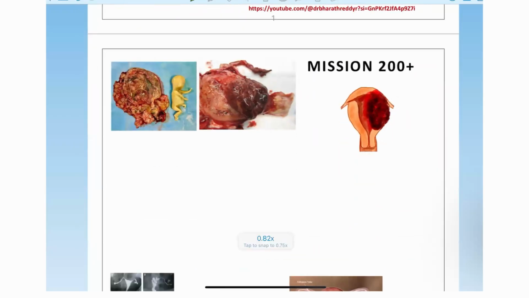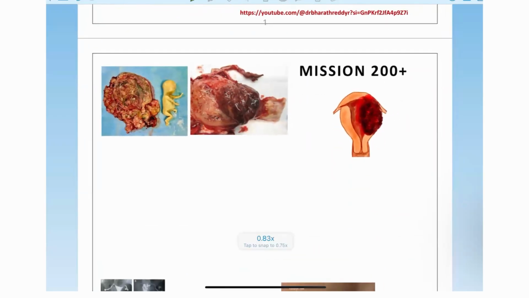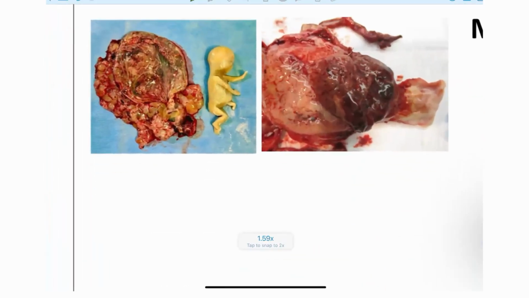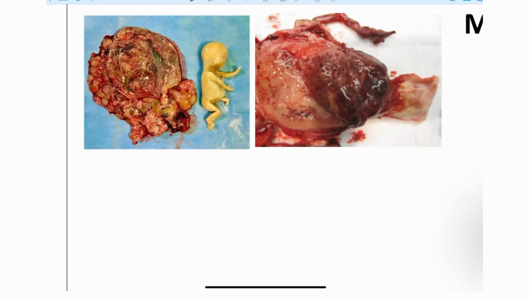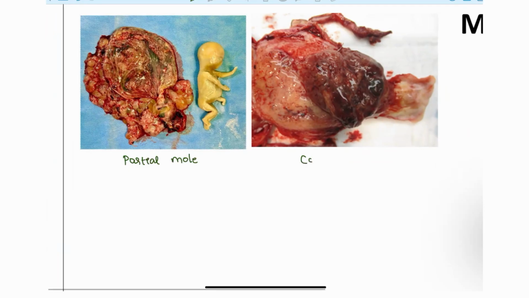Next, moving on to the molar pregnancy. In the molar pregnancy, you have two types, guys. First one, here you can see where the fetus is present. This is known as a partial mole. Next, here you can see this is the complete mole.